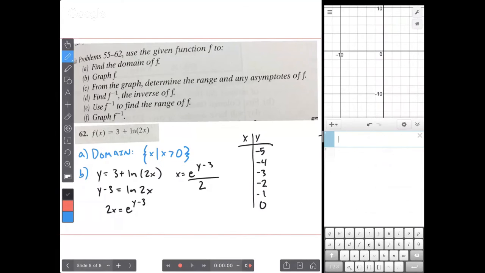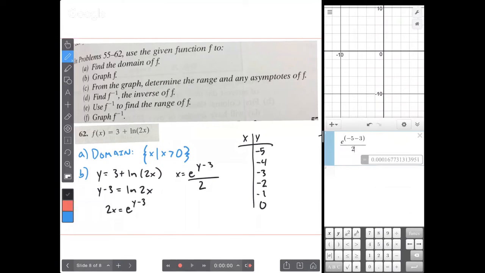So I'm going to say e to the -5 minus 3, all divided by 2, which is point... Oh, this was a terrible plan. I don't want to do those. My bad. Let's do +5, +4, +3, +2, +1, and 0. My fault.